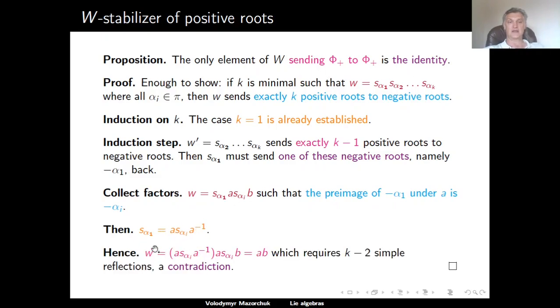But in this case, we can write W as a product by rewriting S alpha 1 as A S alpha I A inverse, and then we write W prime. Here we see that A inverse and A cancel, S alpha I and S alpha I cancel, and what remains is A times B, but this element requires exactly K minus 2 simple reflections, which contradicts the assumption that W can only be written as a product of K simple reflections. So this contradiction completes our induction and hence establishes the fact that the only element of W which sends positive roots to positive roots is the identity element.